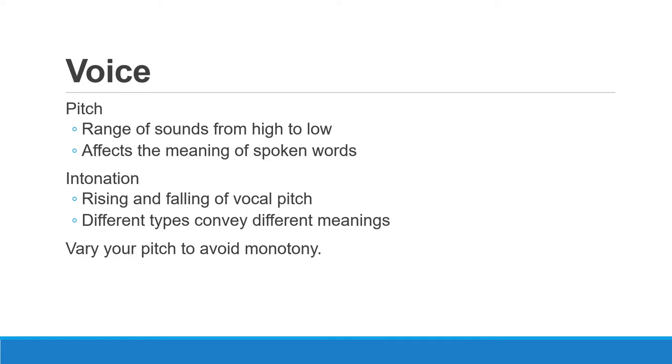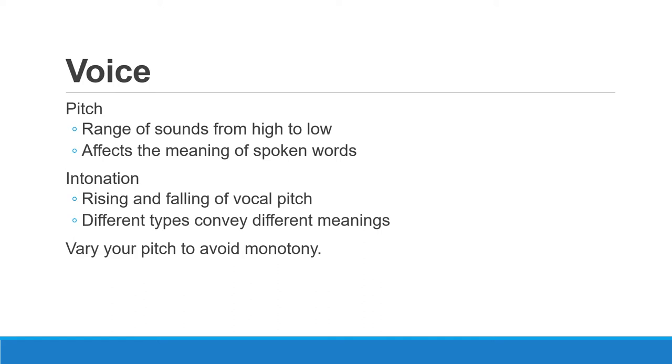Your intonation, that's the rising and the falling of your vocal pitch. And it's something that you can work on. You can say a word several different times, several different ways, but it conveys different meanings each time that you say it. So you want to vary your pitch to avoid monotony.